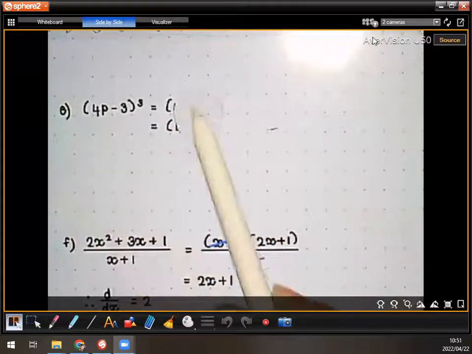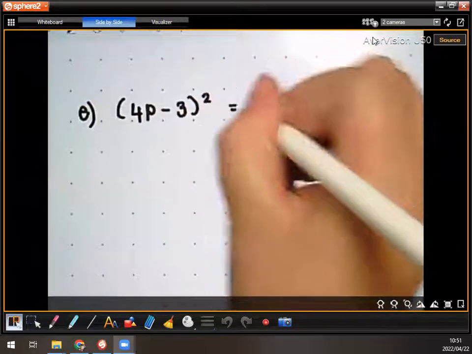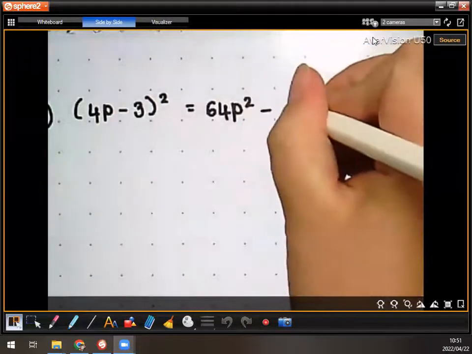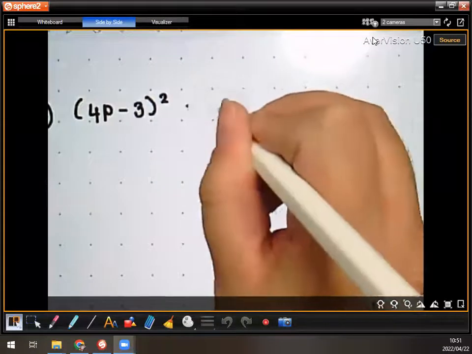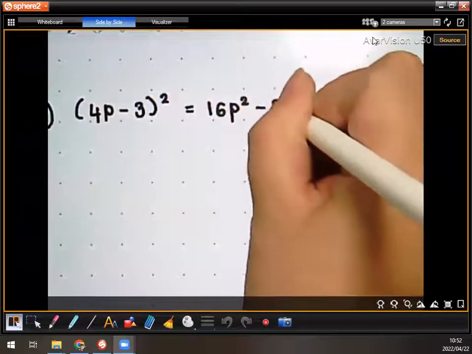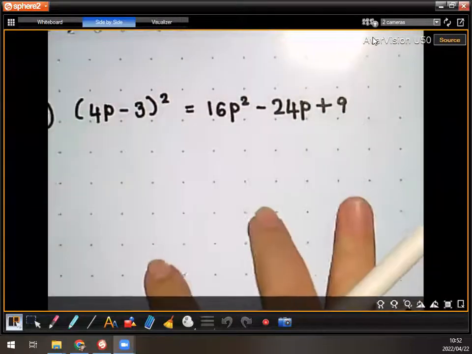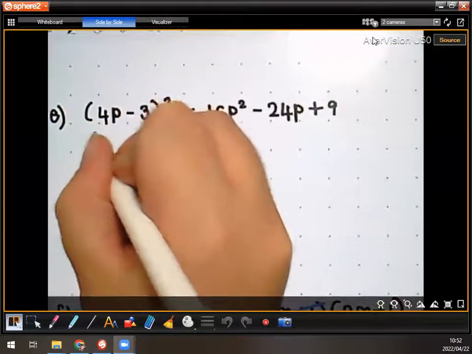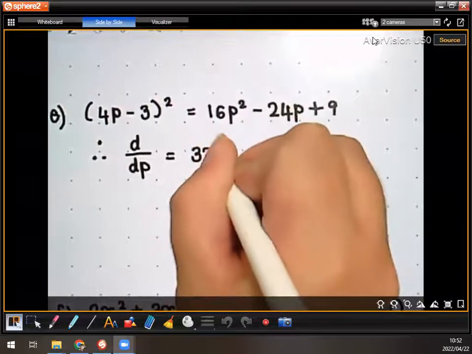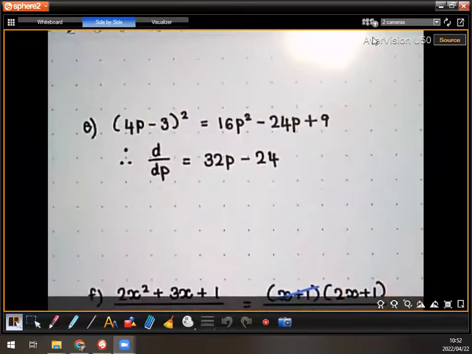So it was 4p minus 3 squared. Okay, so that is 16p squared minus 24p plus 9. Right? Okay, there we go. So now you just need to find the derivative of that. So then, therefore, d over dp is 32p minus 24. There we go. Sorry about that. That's easier, yeah.